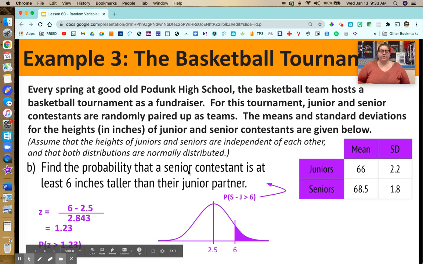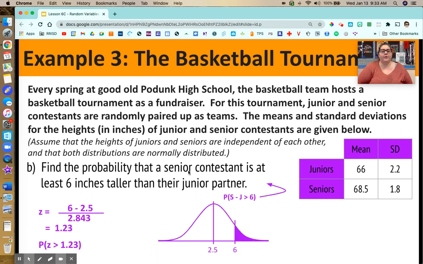So I'm going to shade to the right because I want to find at least 6 inches taller, which means 6 inches taller or more. So I'm shading to the right. And then again, I would look up on my z-table that 1.23. Because I want a greater than probability this time, I would need to find that number from the z-table. So our z-table probability is 0.8907, and then I would do 1 minus that since I want greater than, so 0.1093.